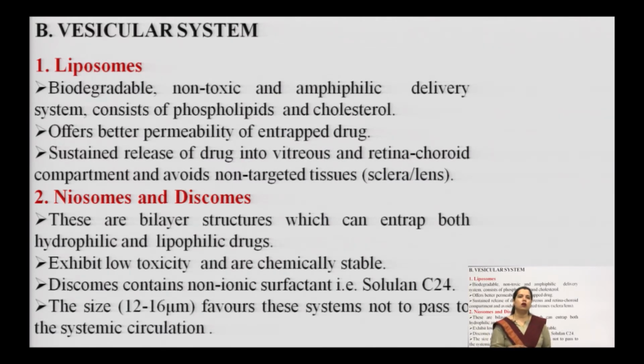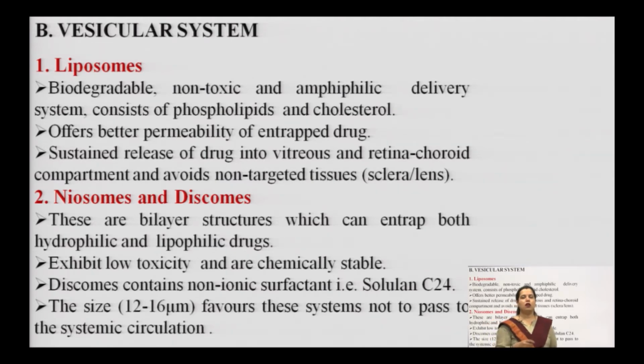Sustained release of drug into the vitreous and retina-choroid compartments can be achieved using these types of liposomes, and they avoid non-targeted tissue. They can have targeted delivery of the drug candidate, and they can avoid non-targeted tissue like the lens and sclera and reach directly to the particular site. Now, we will talk about niosomes and discosomes.